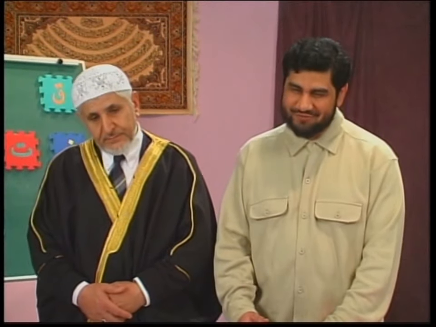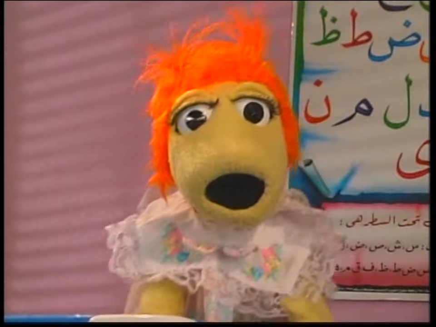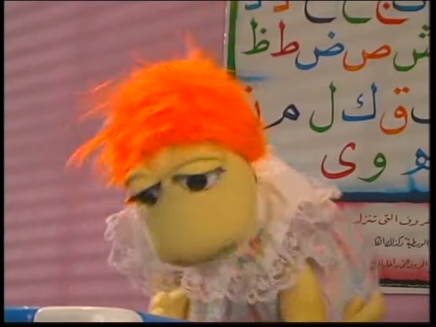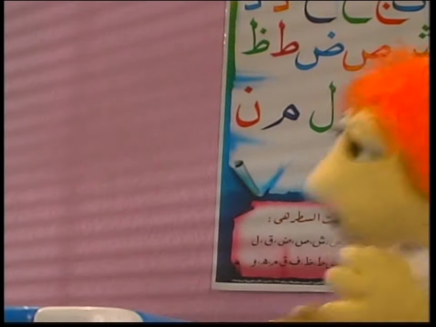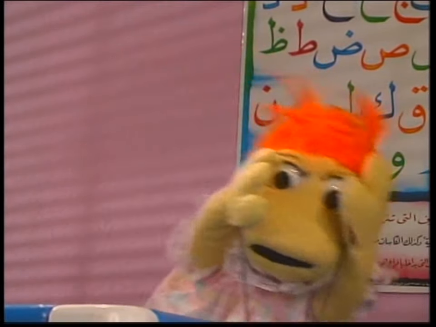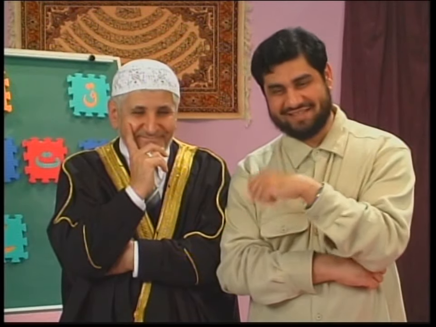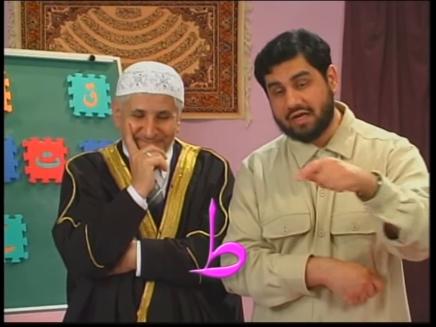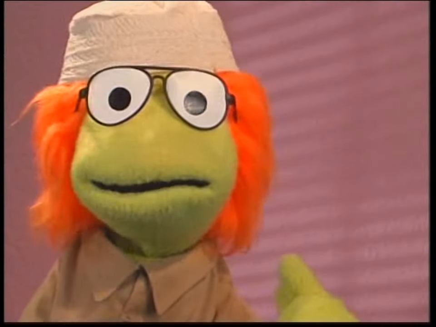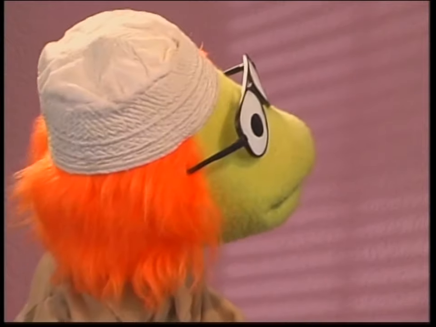Aneesah, we haven't heard from you in a little while. Do you know what this is? Kaaba. That's right. Do you know that people go around the Kaaba? Yeah. Can you show us? That was interesting, Aneesah. But remember, when people go around the Kaaba, it's called tawaf. Ta for tawaf. But they go forwards, not backwards. And after Ta, we have another letter, Aneesah.